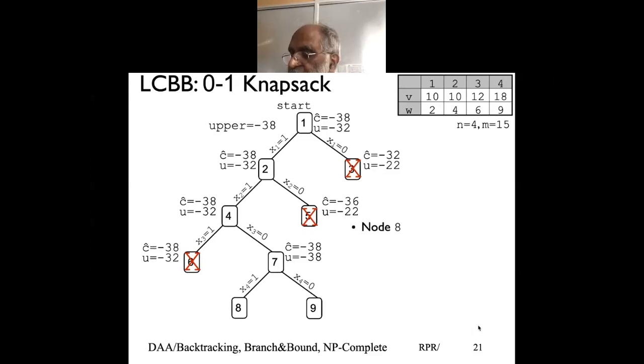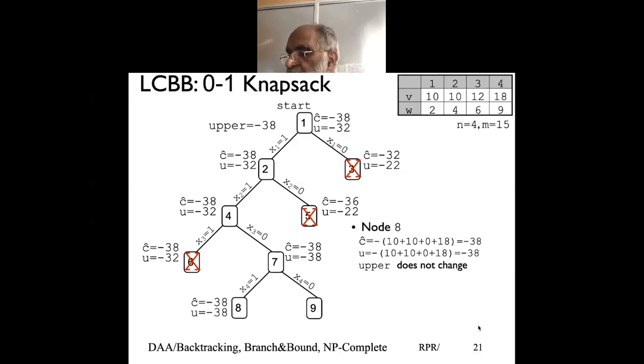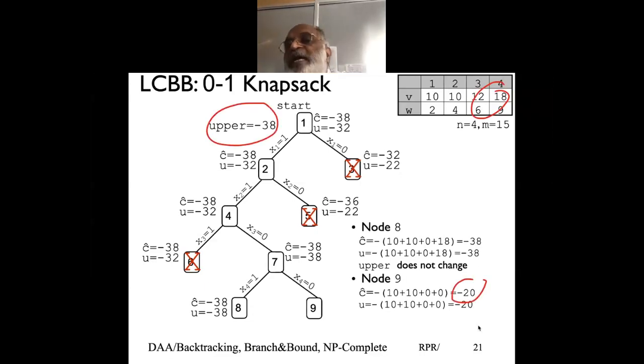Further, we basically get node 8. Node 8 we get minus 38, and the upper doesn't change. And node 9 we get minus 20 because both are excluding, and U hat is minus 20, and this minus 20 is more than the upper, which is negative, so we discard that. So we are left with only node 8, and we already reached the leaf.